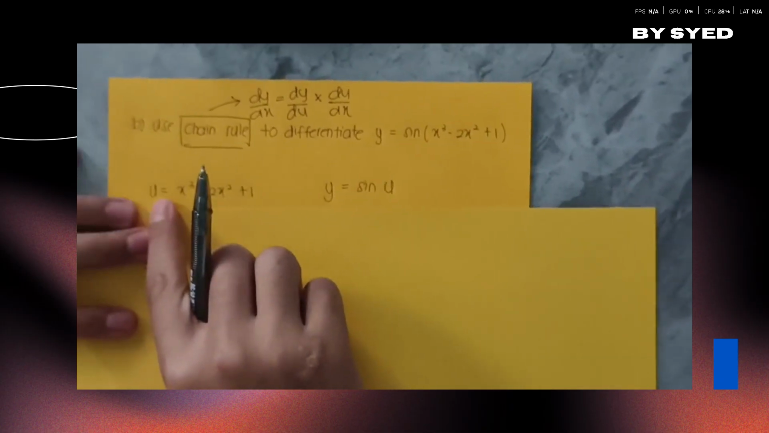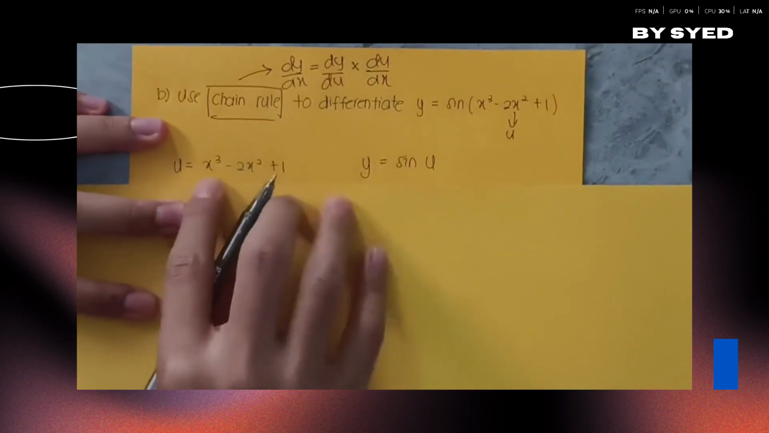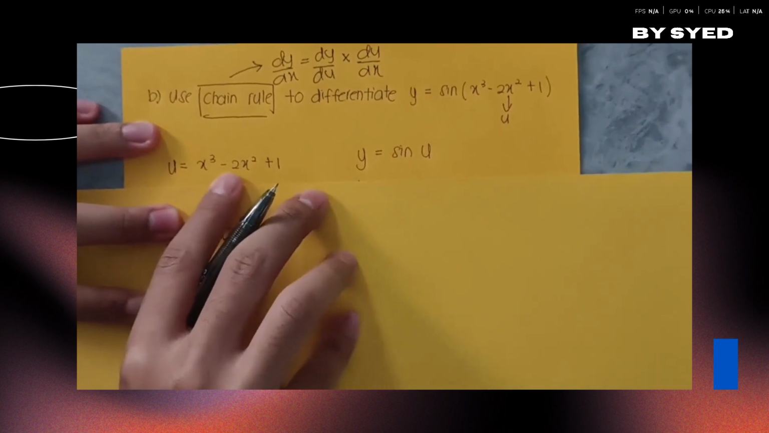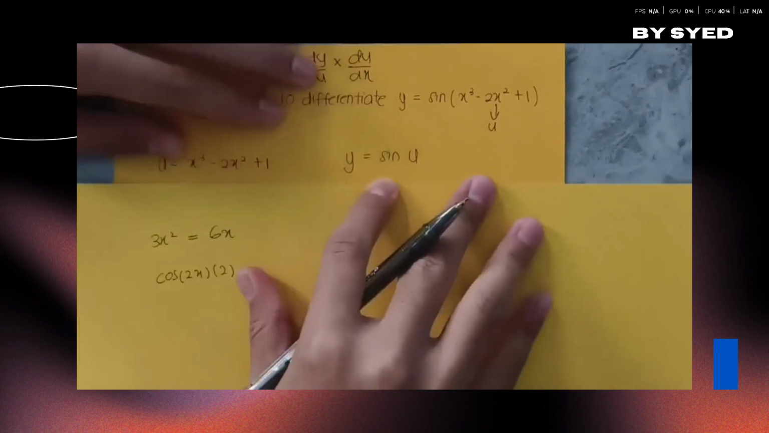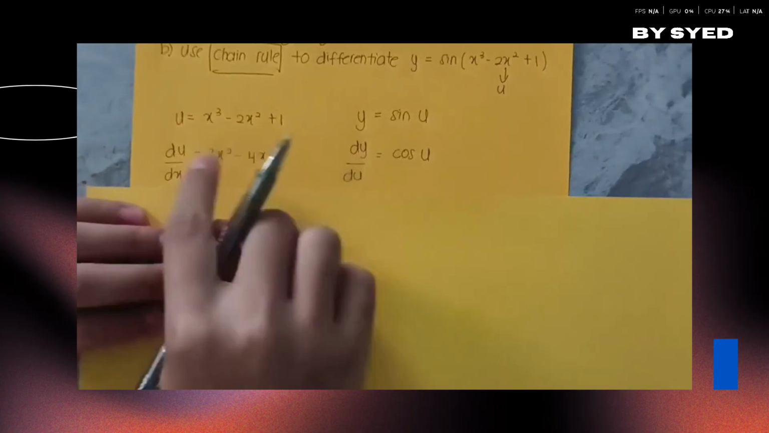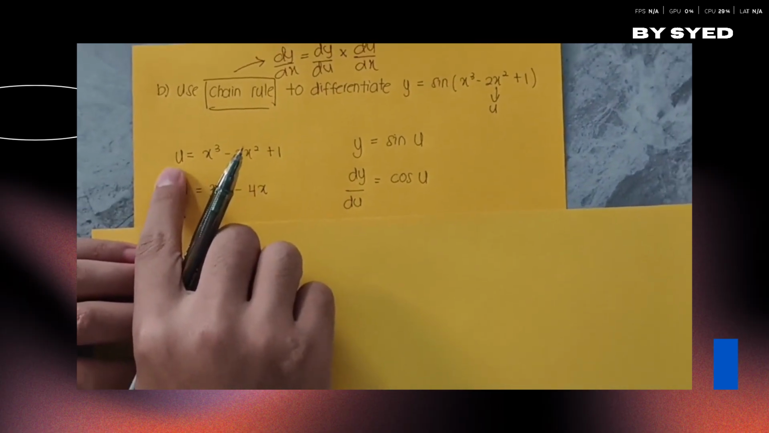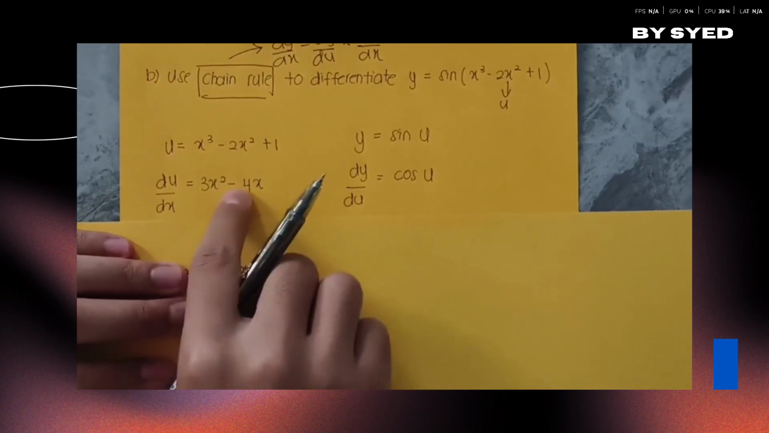Okay, let's say I label the equation in the bracket as u. So u equal to 3x cubed minus 2x squared plus 1, and y equal to sine u. After you label, you need to differentiate these two variables. When you differentiate u, you will get du over dx equal to 3x squared minus 4x.